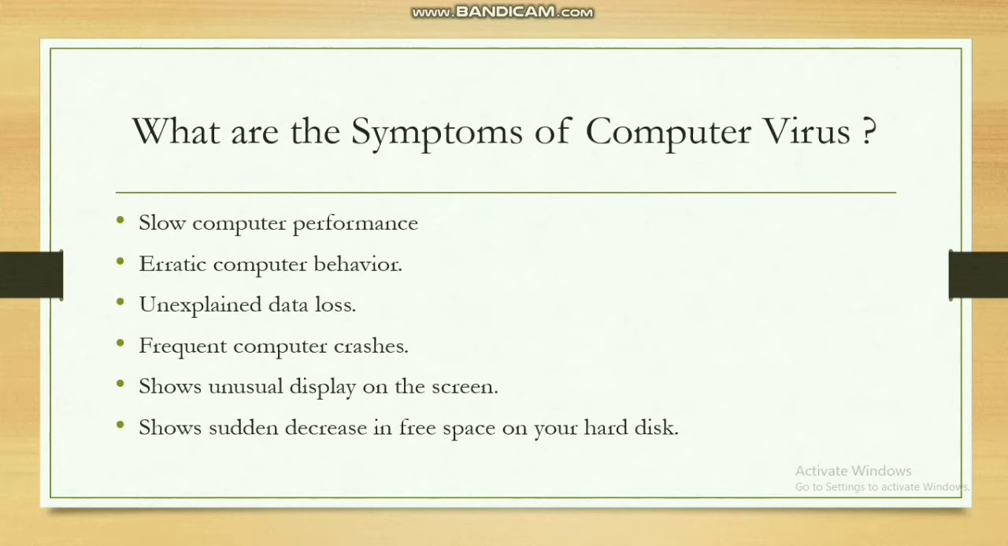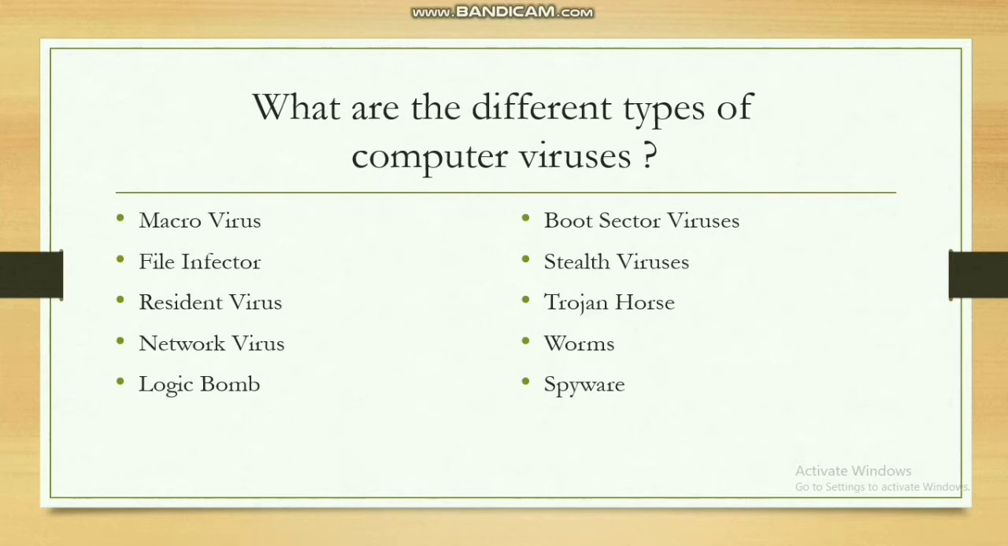Once again, what are the symptoms of computer virus? Slow computer performance, erratic computer behavior, unexplained data loss, frequent computer crashes, unusual displays on the screen, and a sudden decrease in the free space on your hard disk. These are the symptoms of computer virus. That means if any of this happens with your computer, it shows that your system is infected with a virus. And how are viruses classified and what are the different types of computer virus?